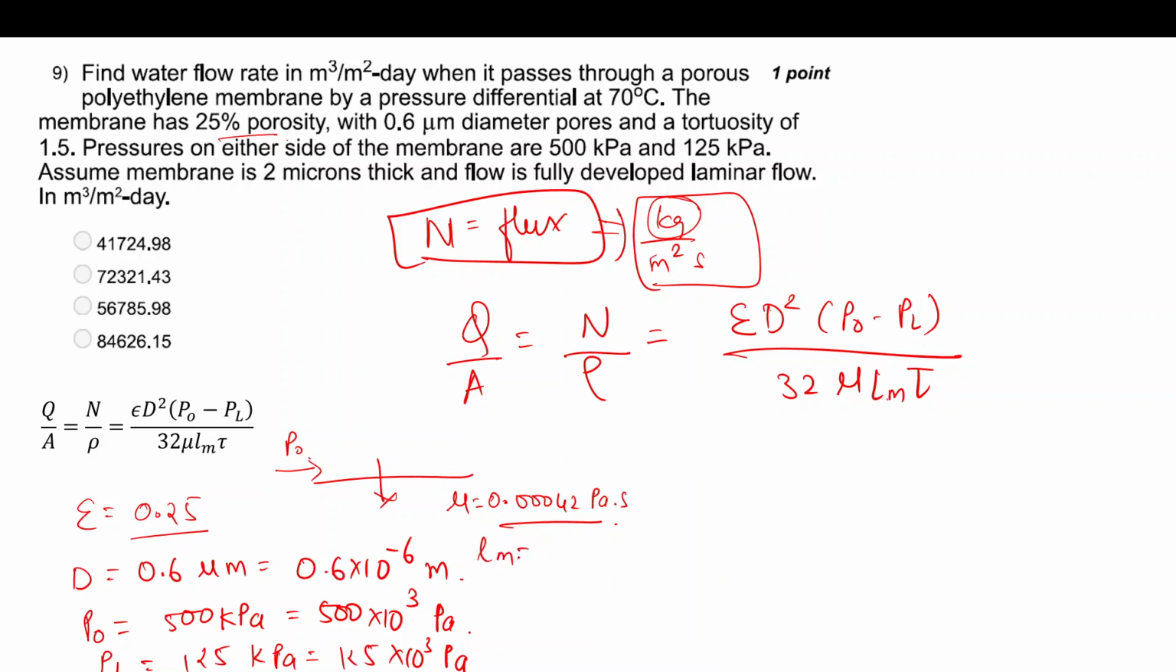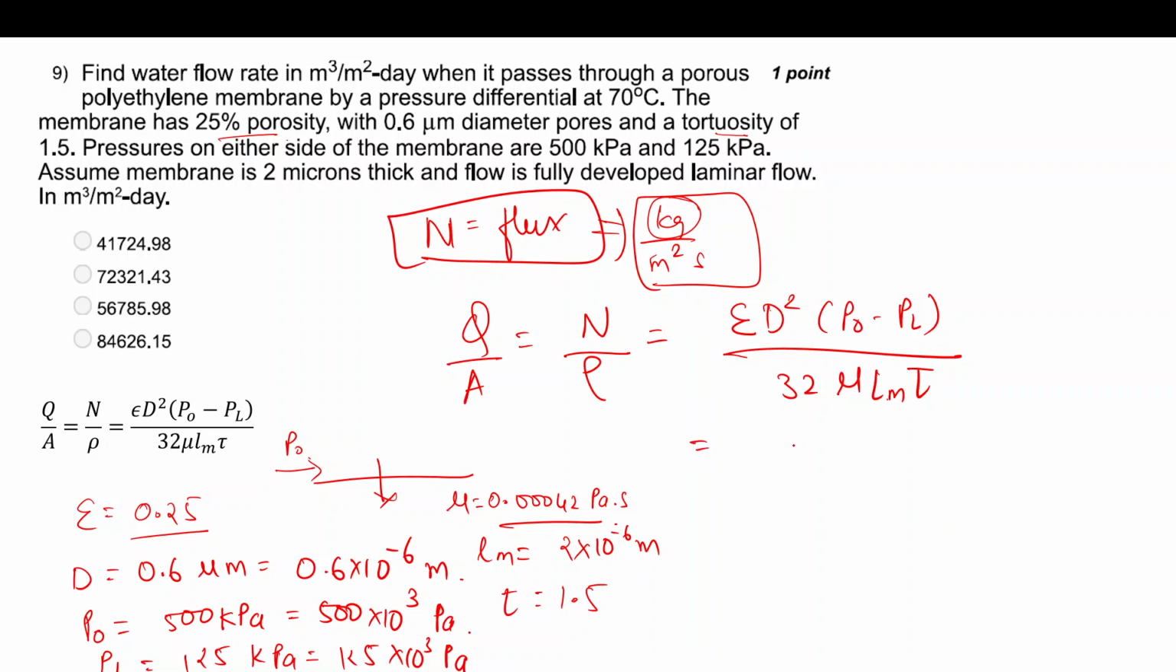Then Lm is the thickness of the membrane, which is given to you as 2 microns, which is 2 into 10 to the power minus 6 meters. And tau is the tortuosity, because there will not be any uniform path followed by the water. So there will be some random motion, which is accounted for by tortuosity. So here that factor is 1.5.